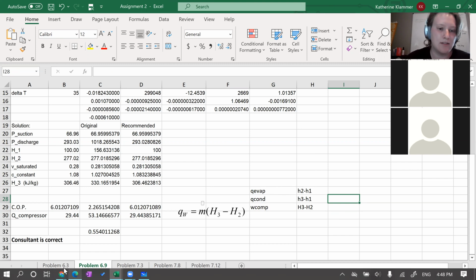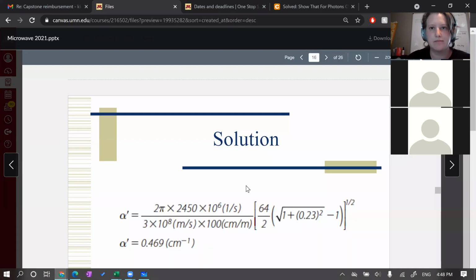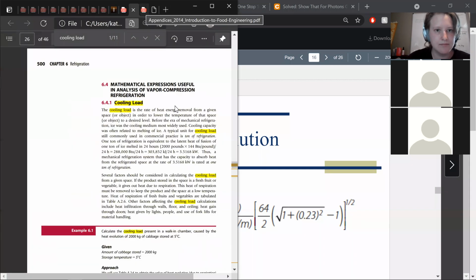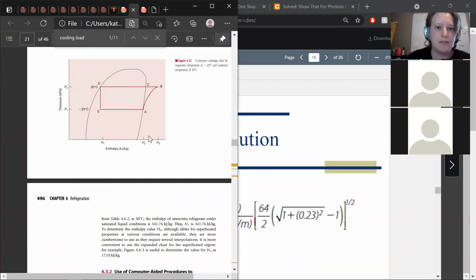It's just going back to one of these charts. Okay, so like this one, from E to A you're evaporating, from A to B you're compressing, and then from B to D you're condensing. So if it's asking you to find the energy of the evaporator, it's H2 and H1. If it's compressing, it's H2 and H3. And if it's condensing, then it's H3 and H1. Does that make sense to you guys?